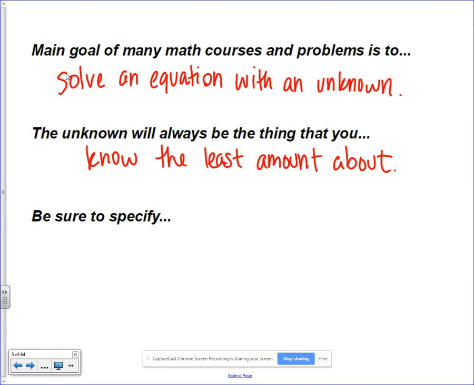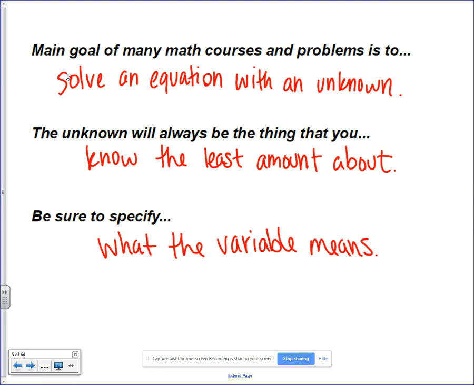Okay. Be sure to specify what the variable means. You have to tell your reader what your variable is standing for. How do they know what X is? You have to define it for them. It's like in English and in social studies when you have to define your vocabulary words. We've got to do the same thing here with variables. Sound good? Okay, so we're going to start off nice and easy.